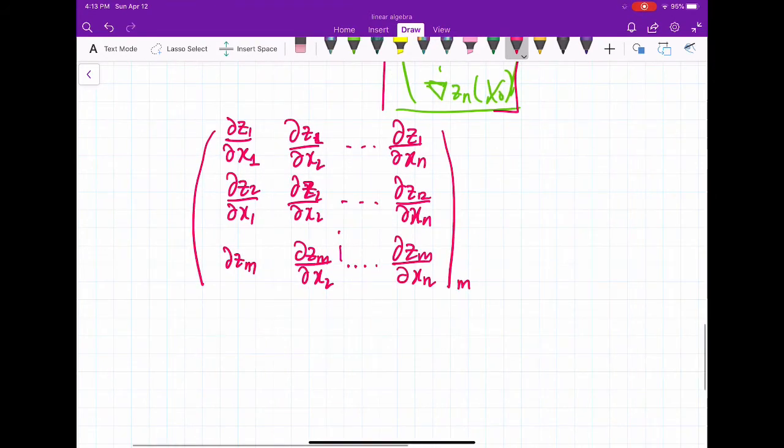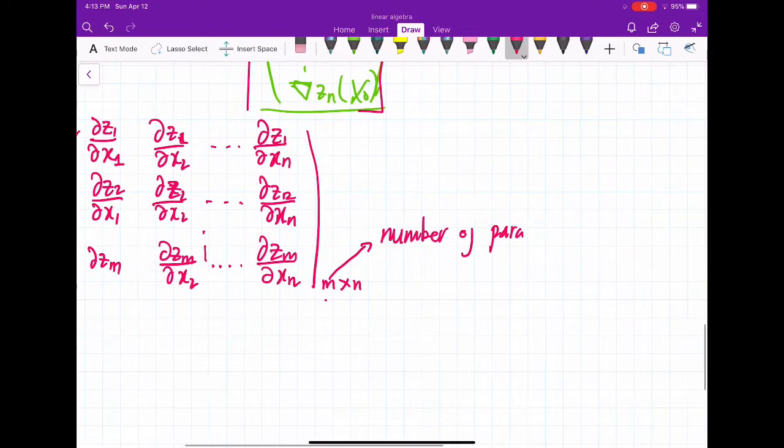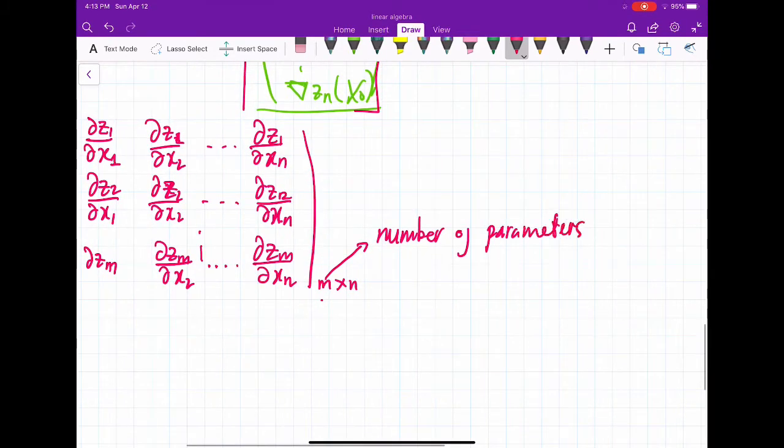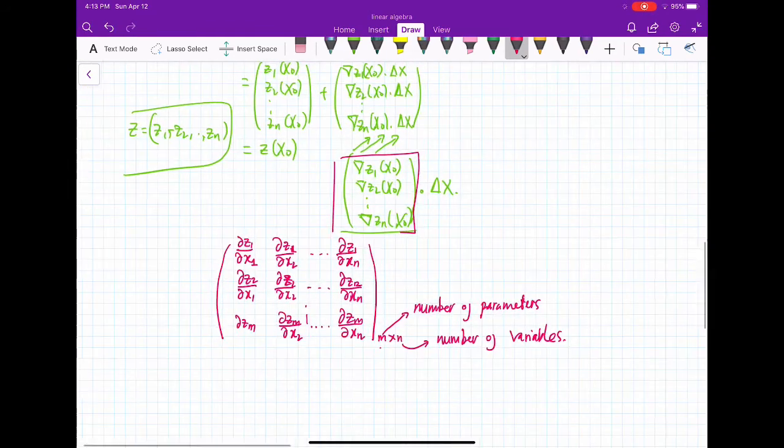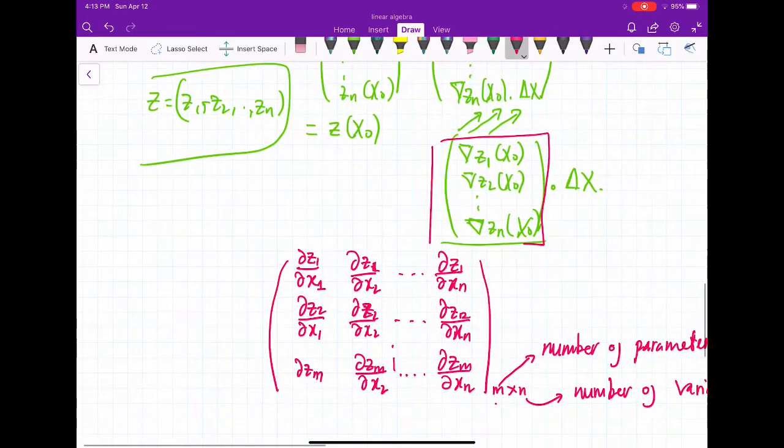This is a matrix of m by n, where m is the number of parameters, right? And n is the number of variables. Make sense? So, in this case, if you have multiple parameters, you still can find the linear approximation, but you use the Jacobian.